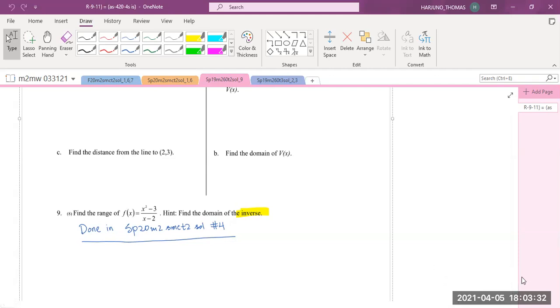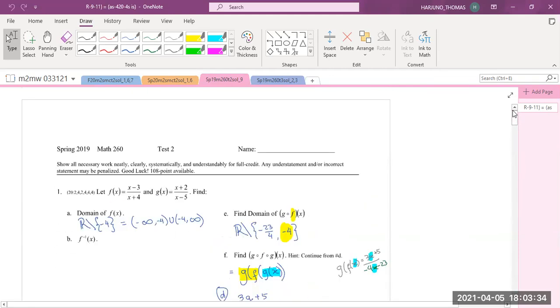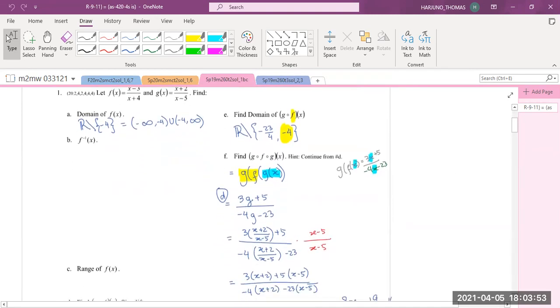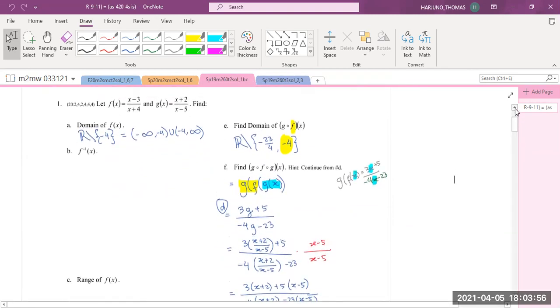So for this one, I will do number 1, B and C only, regarding the inverse function and the range of the function. Is this the same question as spring? No, I don't think so. I just feel like I did this problem before.